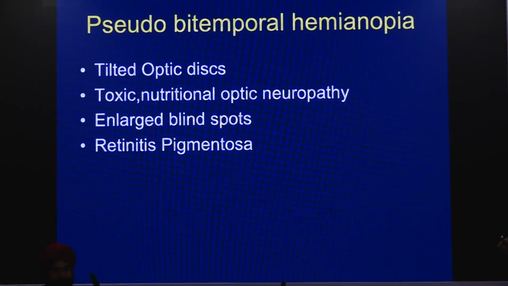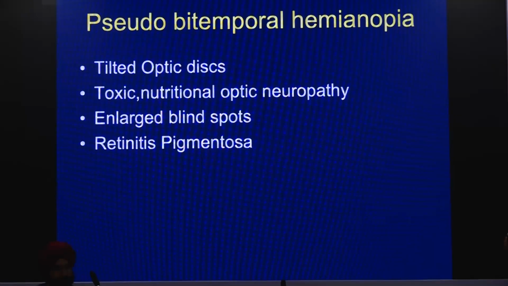However, one has to remember that bitemporal hemianopia is not always neurological, or it's not always compressive. There are lesions which can give you a visual field defect that may appear predominantly bitemporal, like tilted optic disc. Nutritional optic neuropathy, especially ethambutol-related toxic optic neuropathy, can present with bitemporal defect. Enlarged blind spot sometimes can be confused with bitemporal defect, or RP initially can have a predominant temporal defect.